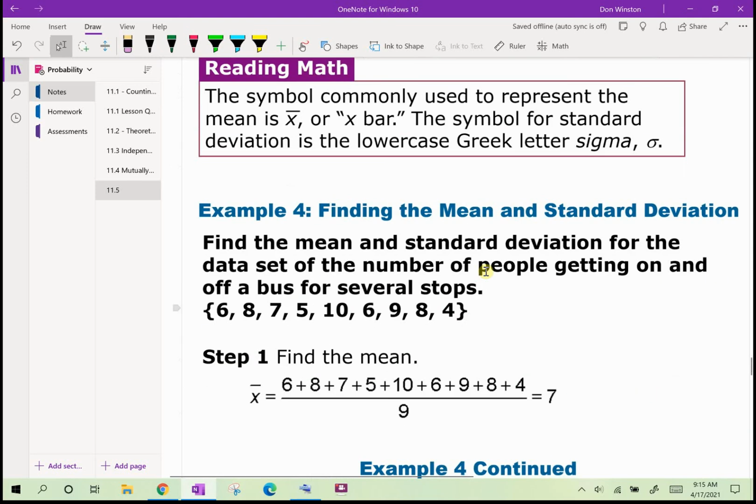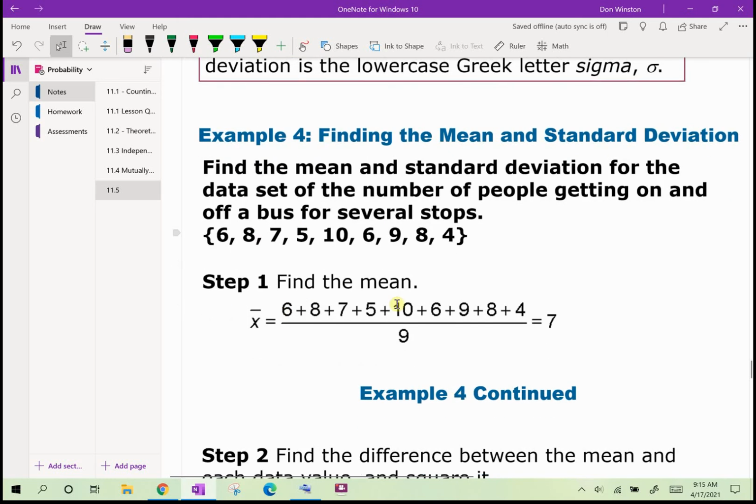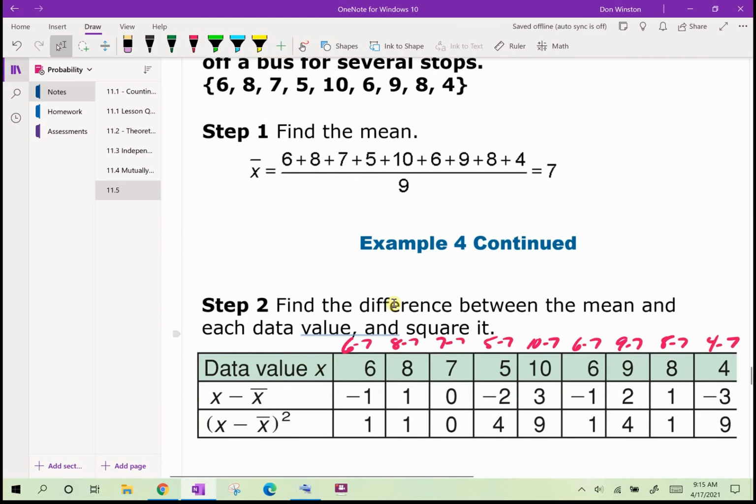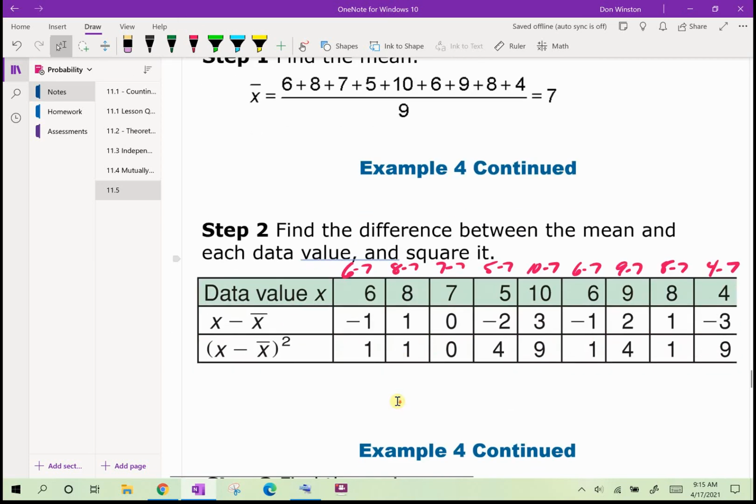So for example, finding the mean and standard deviation. We have this set of data. We first have to find the mean. We get 7. That's step 1. Now from each data value, which was 6, 8, 7, 5, 10, we have to subtract the mean. So 6 minus 7 gives you -1. 8 minus 7 is 1. 7 minus 7 is 0. That's the difference between each value and the mean.